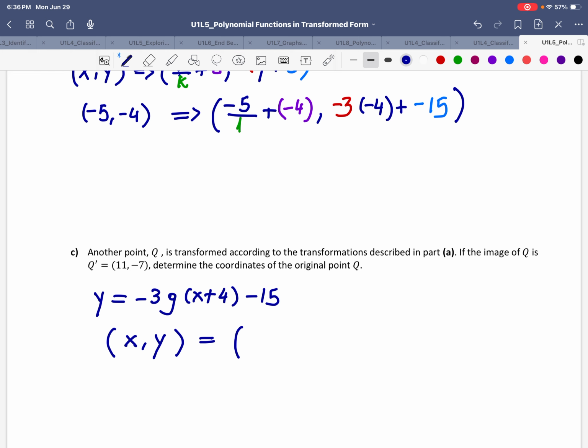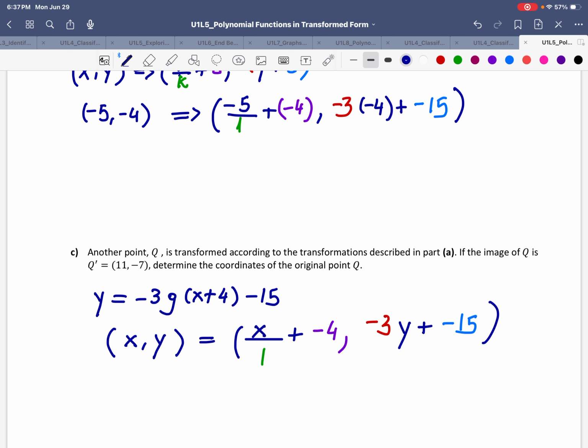So we're going to go ahead and substitute everything. What we are given here is that the x is unknown. We know the value of k, which is 1, and the value of d, which is -4. So the value of y for the image would be equal to negative 3, which is the value of a, times y, which we don't know, and then plus the vertical translation, which is negative 15.